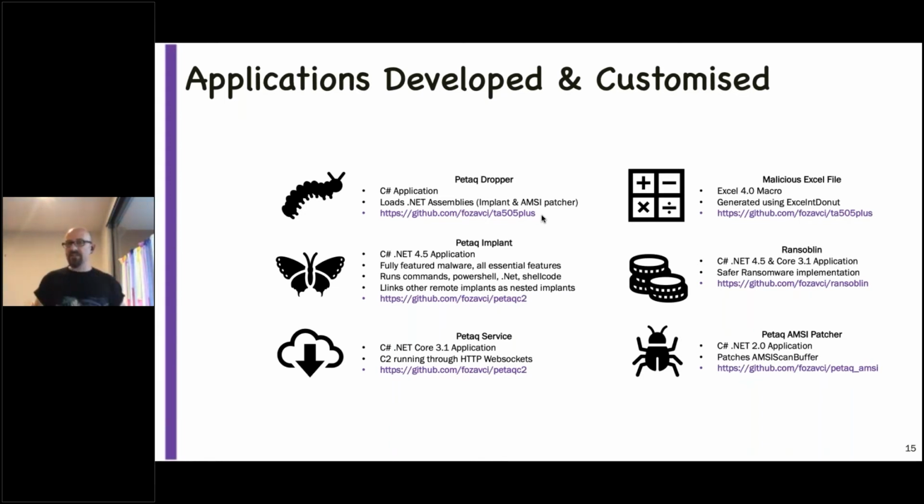Petaq Dropper is the initial loader. It simply loads .NET assemblies, which are initially the AMSI patcher. It will patch the AMSI. The second one is the implant itself, which is the Petaq implant.